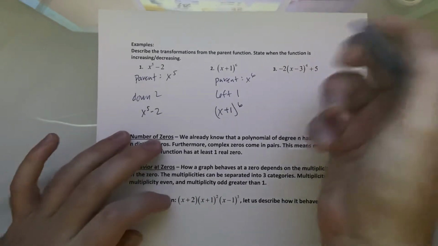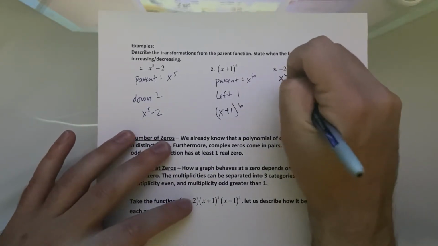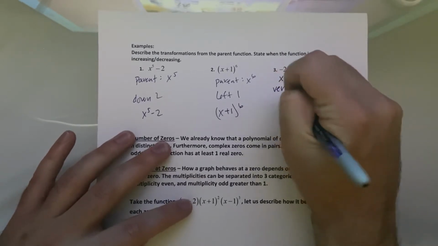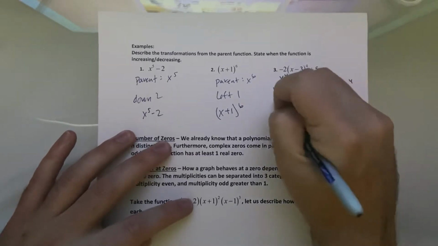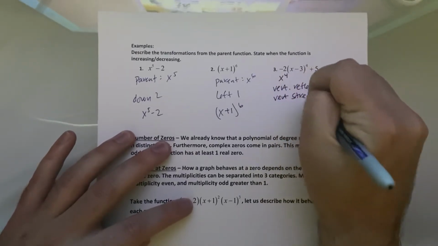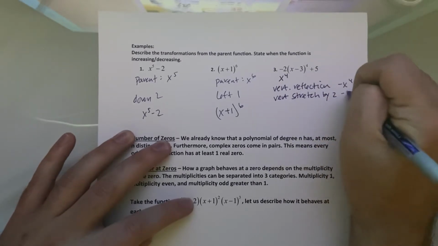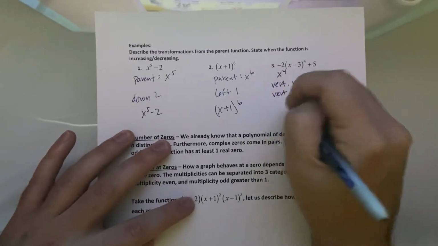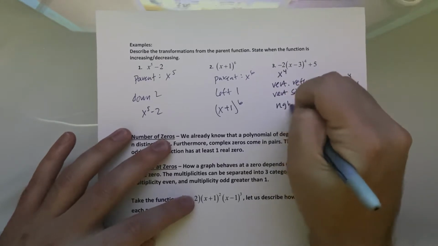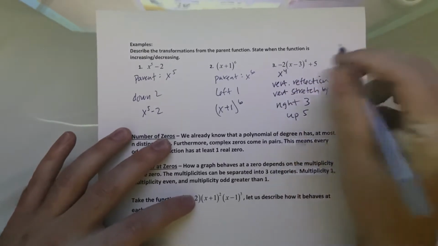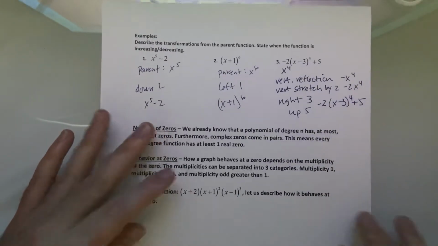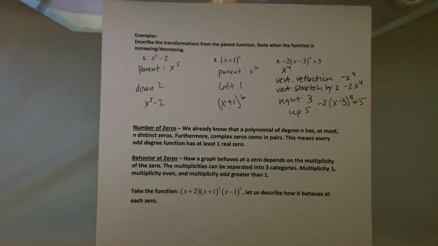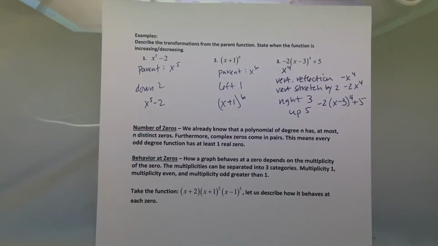Okay, so let's describe one that actually has more things going on. Our parent is x to the fourth here. We have a vertical reflection, which is our negative. We have a vertical stretch by a factor of 2, negative 2x to the fourth. Then we have our shifts, so right 3, up 5 to get negative 2 times x minus 3 to the fourth plus 5. So this is all similar to the way it's been in the past, so it shouldn't be too surprising or something too new.